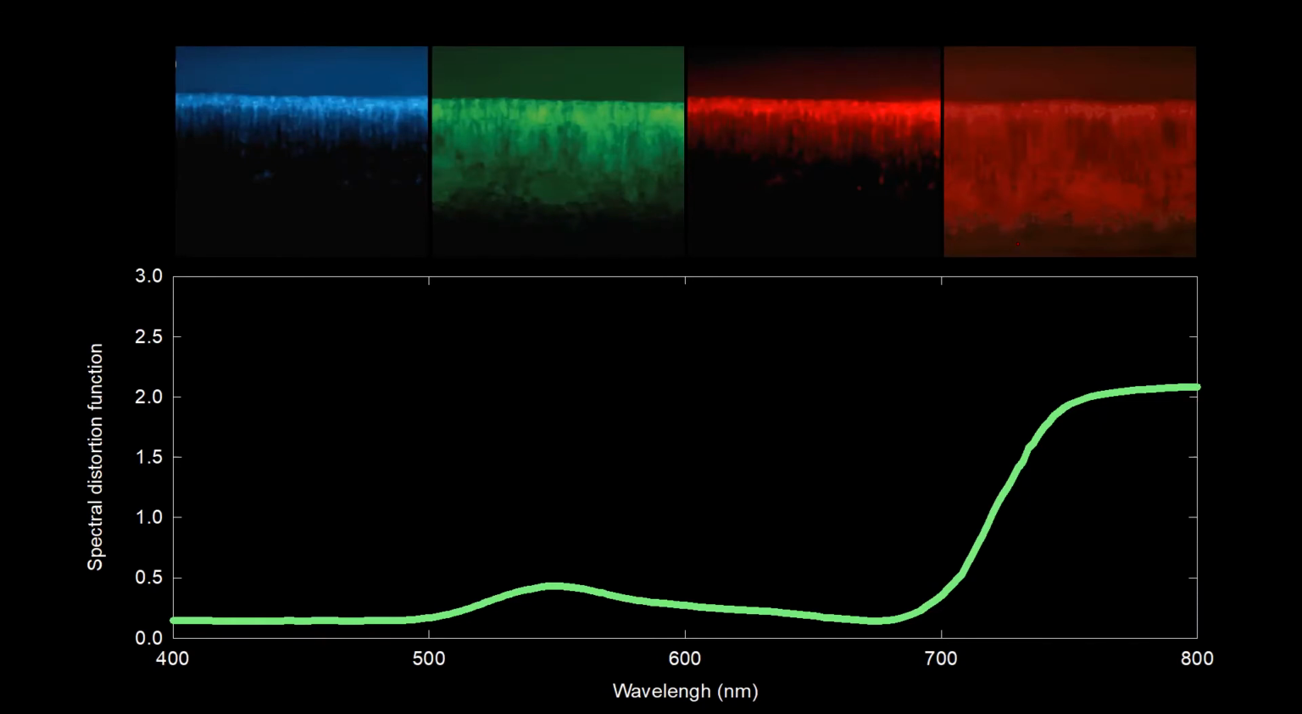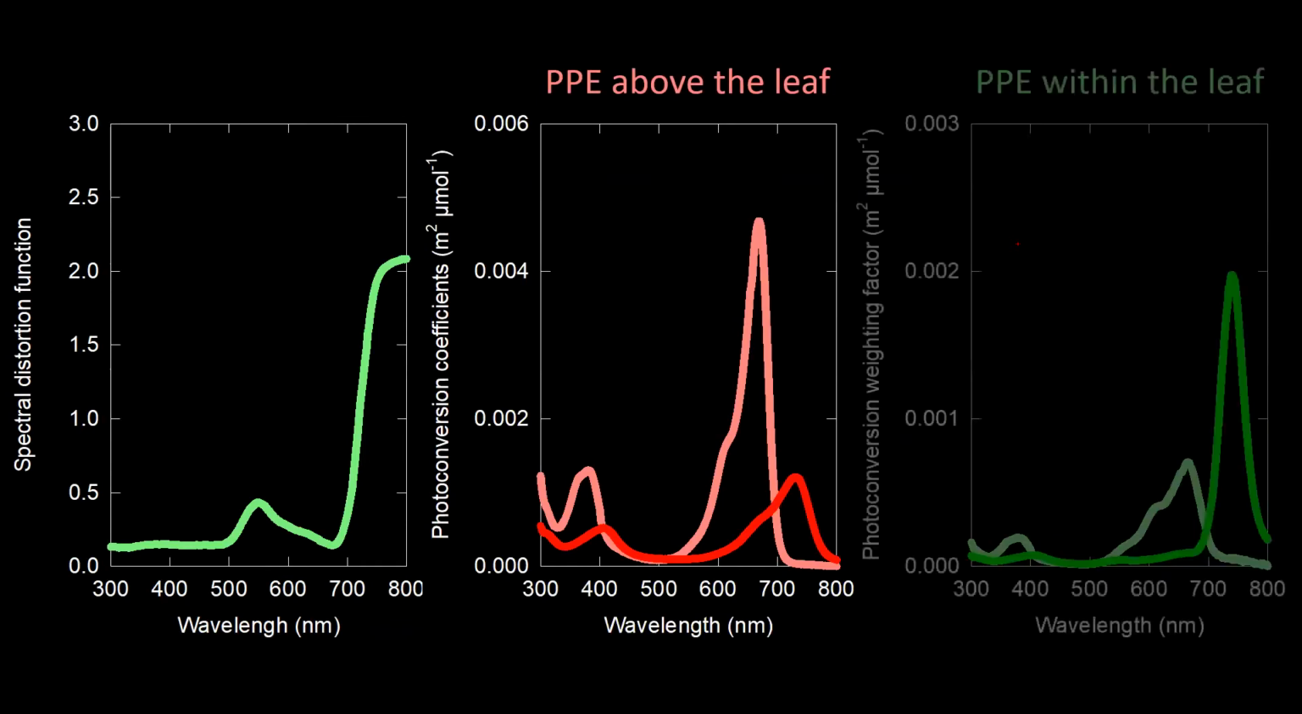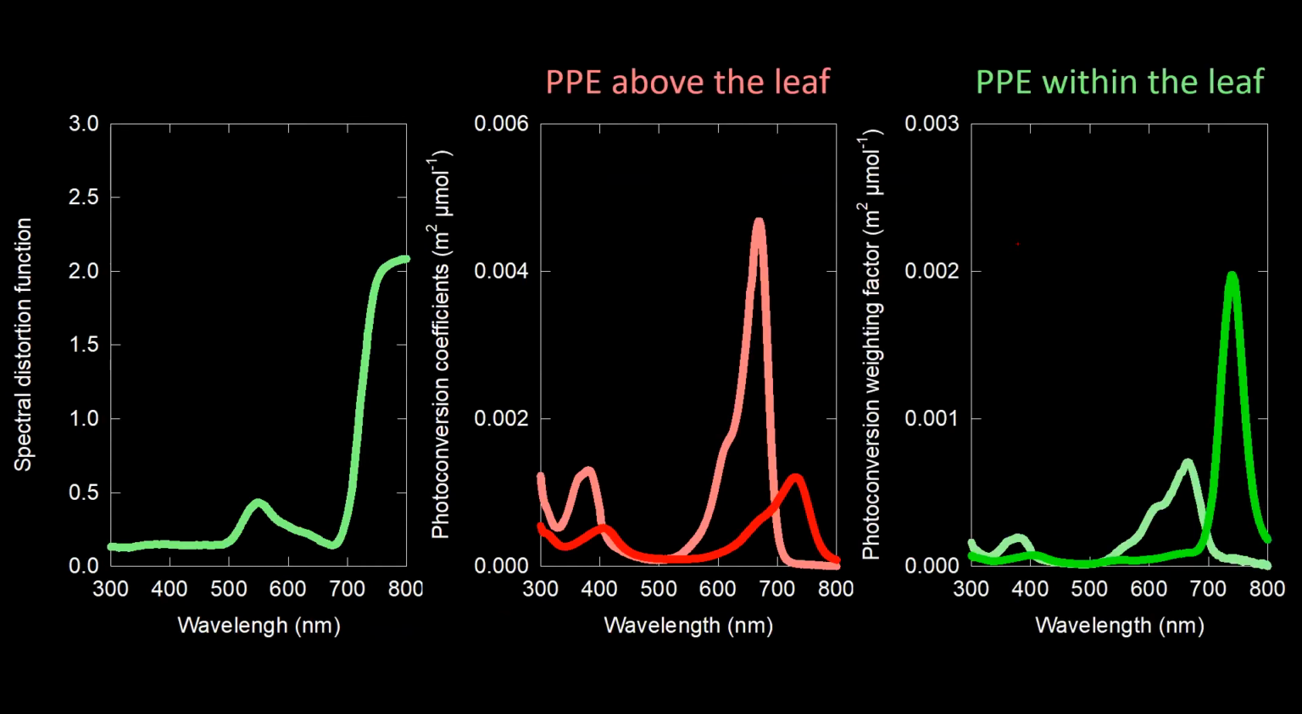So what this curve represents is the average intensity of different photons given the photon intensity above the leaf. So this represents the actual intensity within a leaf. And we can multiply this spectral distortion function by our photoconversion coefficients and develop these new weighting factors. So these red curves represent what phytochrome is actually doing if you extract it into solution, but these green curves are a much better representation of how phytochrome is interconverting within a leaf.